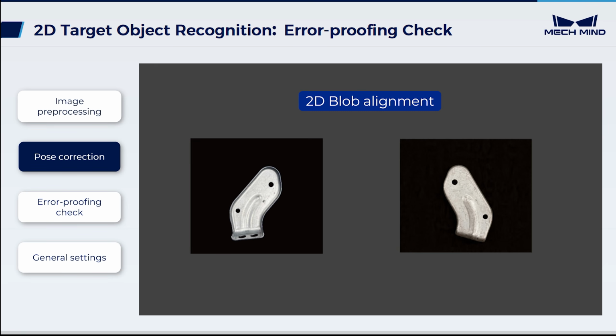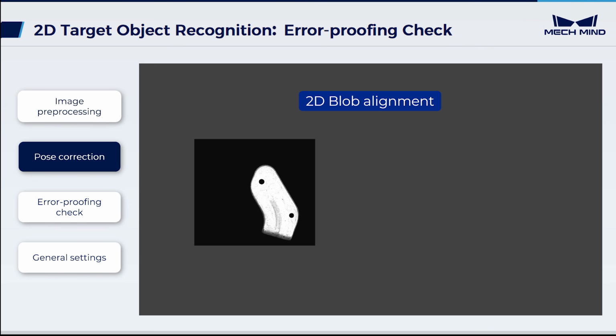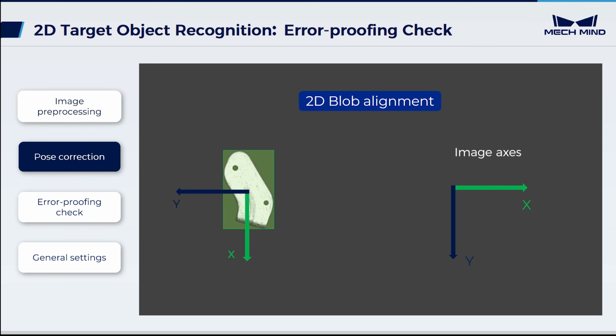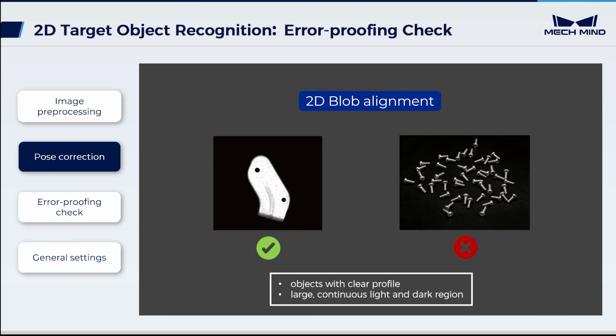The 2D blob alignment method detects light and dark regions, namely blobs. This method filters the target blob by geometric constraints, and computes its minimum rotated bounding rectangle. Then, it adjusts the pose to align the blob centroid with the image center, and orients the principal axis of its rotated bounding rectangle parallel to the image axis. It's suitable for objects with clear profile and large, continuous light and dark regions.